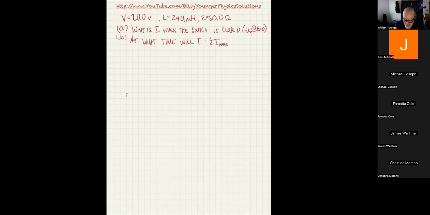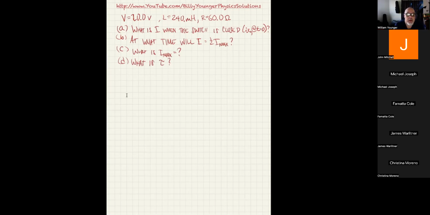And of course, with that comes the question of what is I max, but I think you can probably tell all the way from the graph or from the words I've already said. So there's my part B. Part C, I'm going to say what is the maximum current? And part D, I'm going to say what is the time constant? In other words, what is tau?